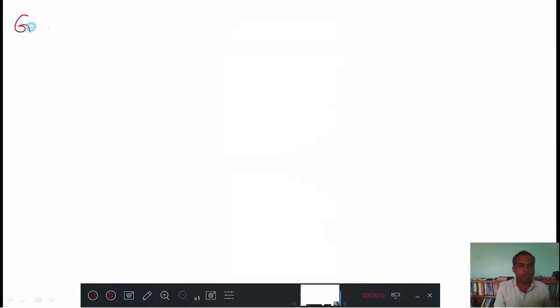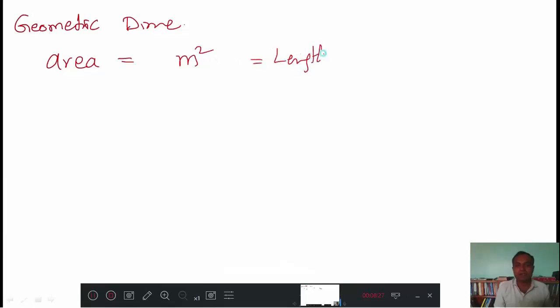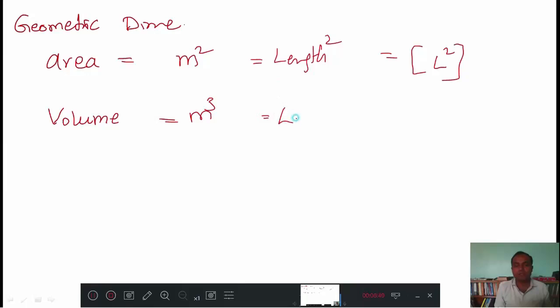We have geometric dimensions. For example, we have area. Area is a geometric dimension. Its unit is meter square. Therefore, it's a length square, and its dimensions is L square. Like that, volume. How do you measure volume? Volume is measured as a meter cube, a length cube. Therefore, its dimensions is L cube.